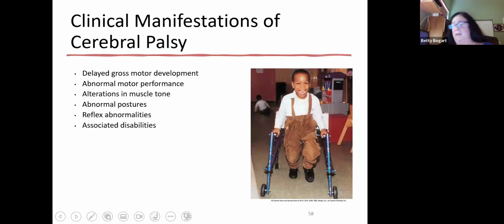So, cerebral palsy, you're going to see a child with impaired gross motor development. Little Jonathan had to be in a wheelchair. He couldn't even get up on a walker, although there were other children with cerebral palsy who were up on walkers. Remember, there are all different types, from mild to severe, all right? There is abnormal muscle performance, muscle tone, postures, etc.